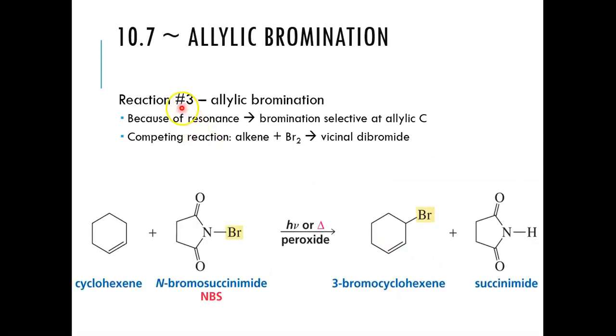Next, we're going to look at reaction number 3. And yes, we did skip reaction number 2. We're going to do them out of order. Reaction number 3 is allylic bromination. So we're going to add a bromine to the allylic position of an alkene.